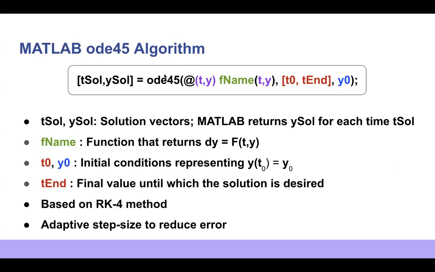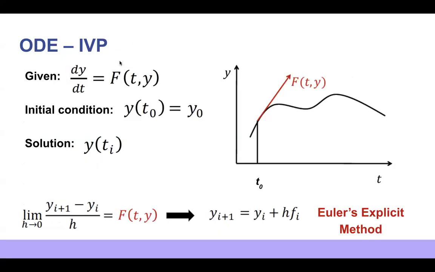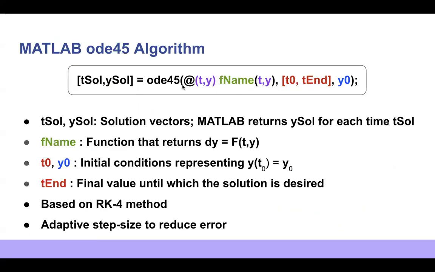So here, this is the general syntax of ODE45: T solve, Y solve. ODE45 is a keyword that you give, and then you give a function. What should the function do? The function should hold this part of the equation. If you write dy by dt is equal to something, whatever is in the right-hand side comes as a function here. That you write as a function, f name.